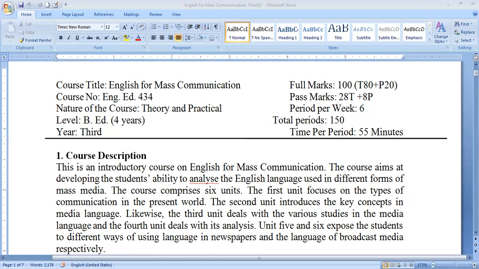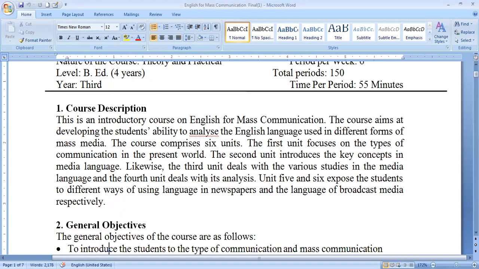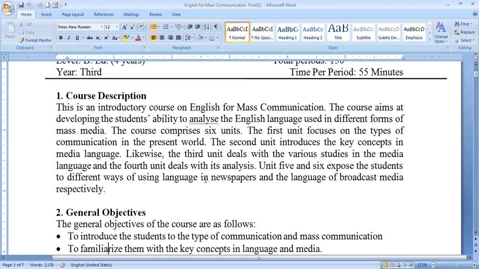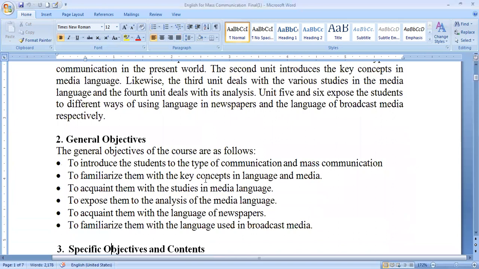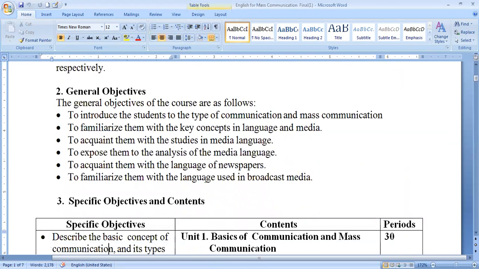Now let's go through English for Mass Communication. This subject aims at developing the students' ability to analyze language using different forms of mass media. Here, students have to learn about mass media, electronic media and printed media. The main purpose of this subject is to make the students familiar with different types of communication, mass communication, and key concepts in language and media, and also to familiarize them with studies in media language and the analysis of media language and the language of newspapers.